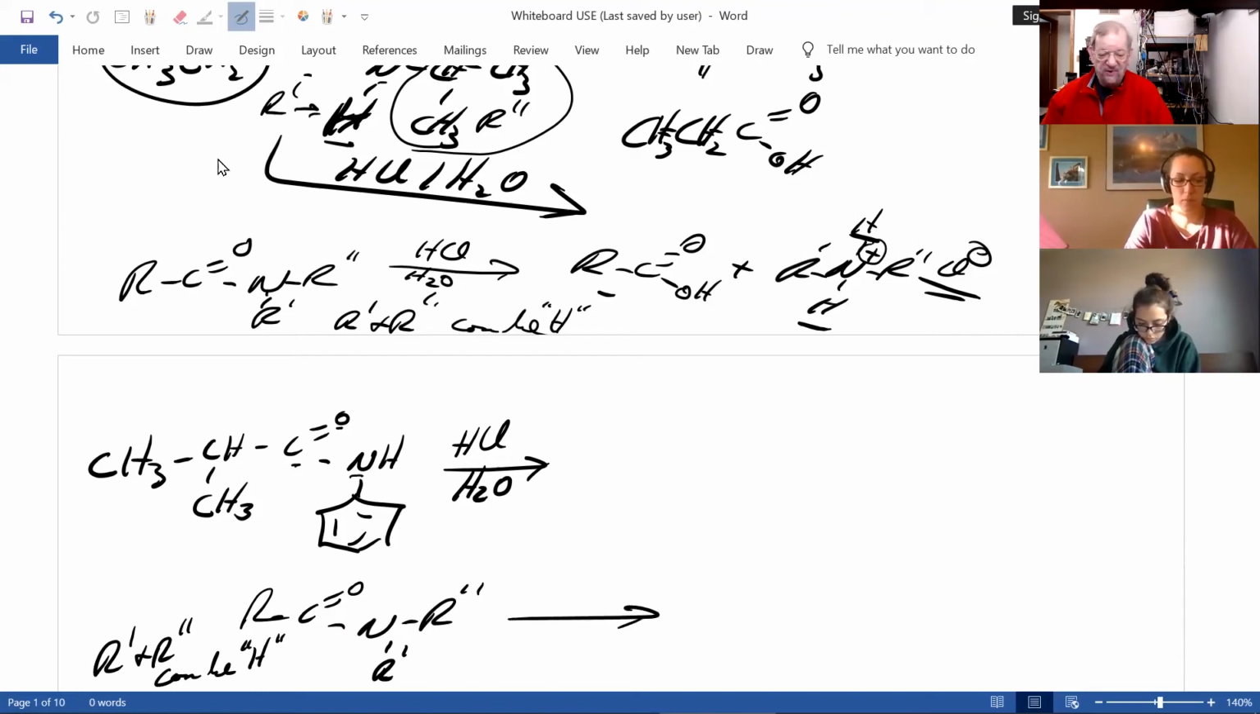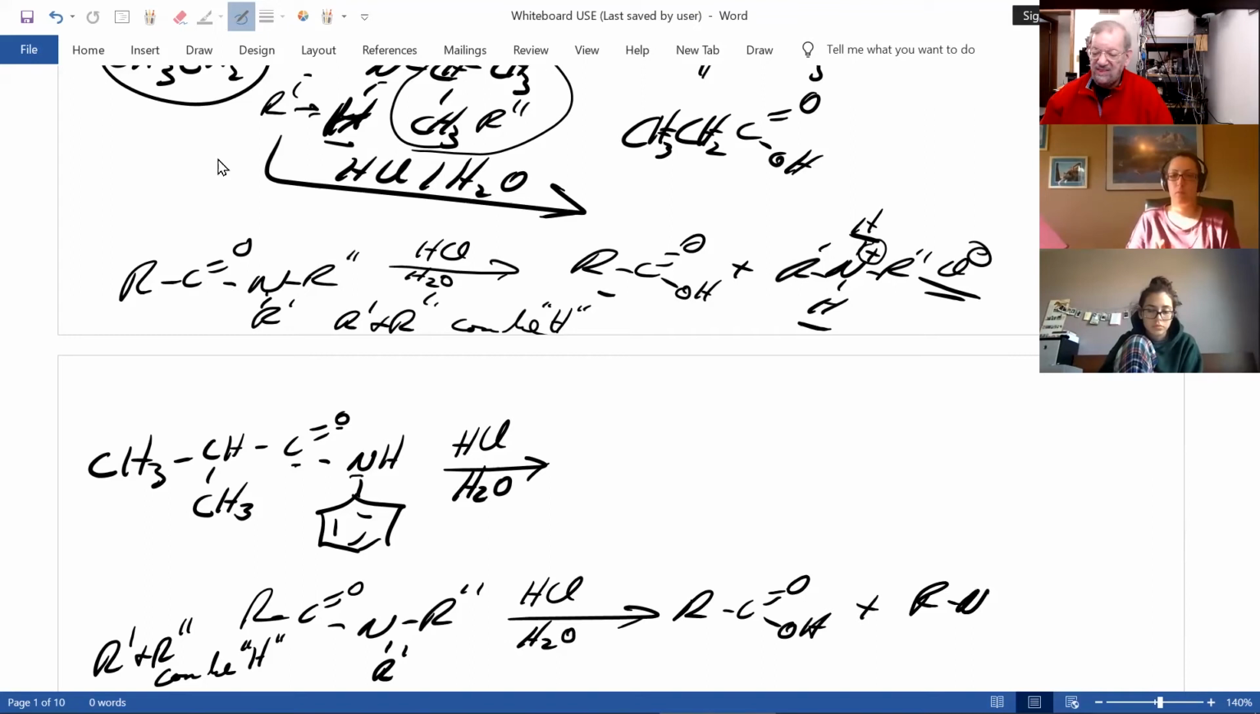And what happens when you react an amide with HCl and water, acid and water? You have acid hydrolysis, you get back the carboxylic acid you would have used to make that amide, plus not the amine, but since you're in acid, you get the amine salt of the amine you would have used to make that.